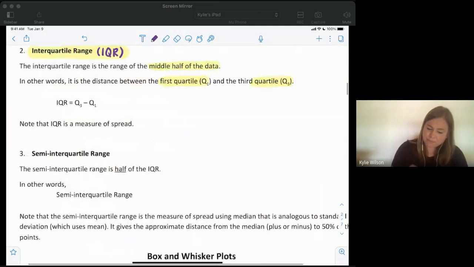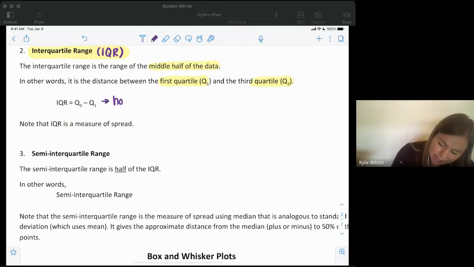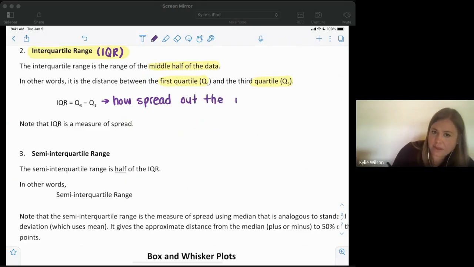So, in order to find that, I take my third quartile and I subtract my first quartile. And then what that tells us is how spread out the middle part of your data is.